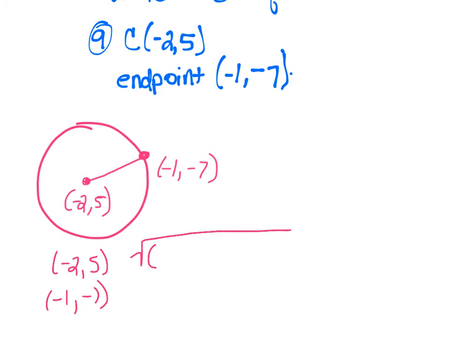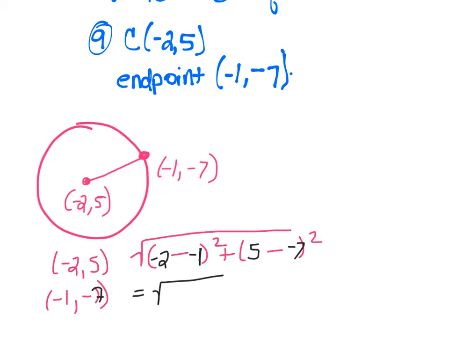-2, 5 and -1, -7. So get your formula set up and fill in. What are my x's? -2, -1. And the y's? 5. Oh, I'm sorry, that's a 7. My bad. Five and then -7.